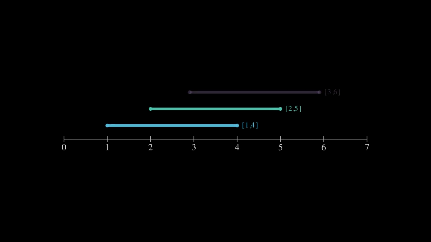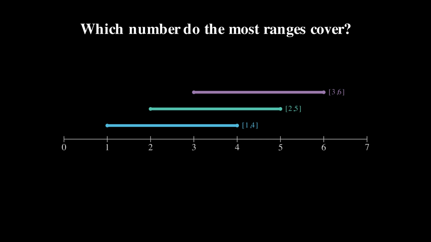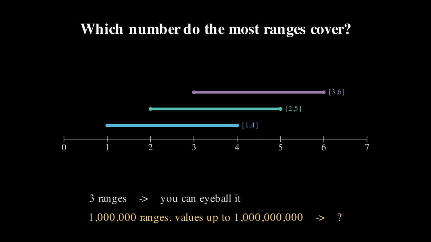Here is a question that looks almost too simple. I will give you a handful of ranges, 1 to 4, 2 to 5, and 3 to 6. And all I want to know is which single number is covered by the most of them. With 3 ranges, you can eyeball it. But imagine a million ranges with endpoints anywhere from 0 to a billion. Suddenly, the obvious approach, walking through every number inside every range and tallying, is hopelessly slow.